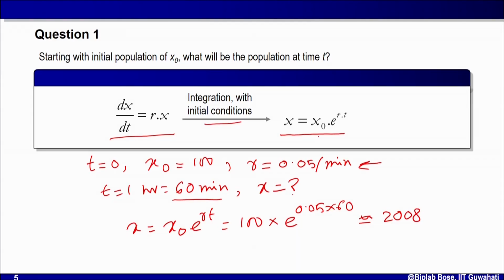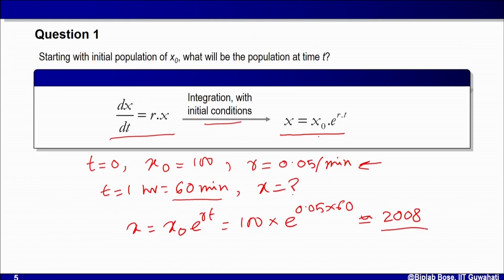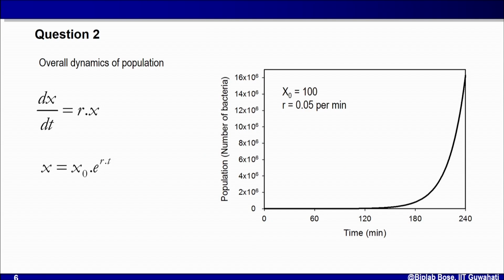So that means my mathematical model is saying that if I inoculate 100 bacteria and if the growth rate constant is 0.05 per minute, after 1 hour I will get 2008 bacteria. So this is a specific question and specific answer. But suppose I want to understand the general dynamics of the bacteria. How will I approach it?